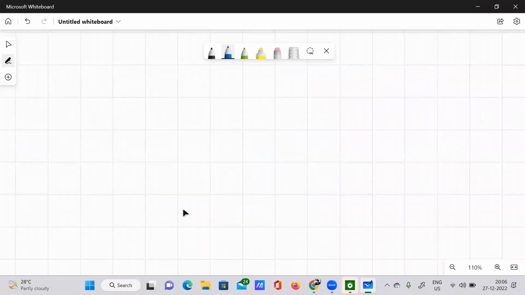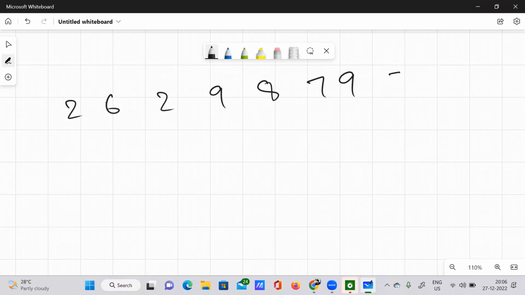And also you may find more than three modes. Sorry, I'll explain with much more simplicity. Just wait. 2, 6, 2, 9, 8, 7, 9, 7, 6. So what is the mode for this particular example?